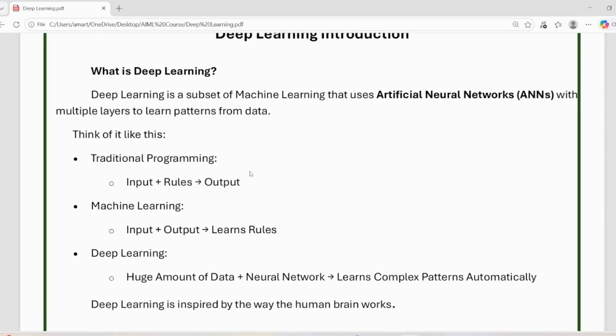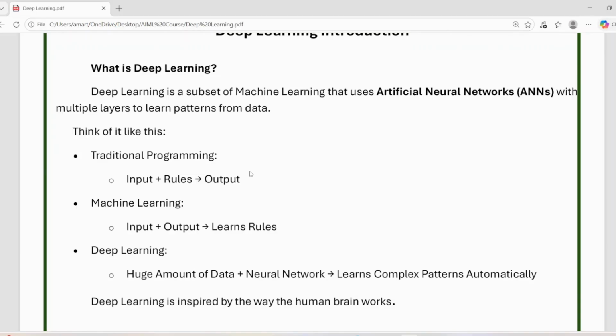Think of it like this. As per traditional programming, you must have inputs, then you set some rules, meaning you coded some rules, and then you got the output. In machine learning, what we saw, we had input and output, we trained the model, it learned the rules and it predicted the value, and we got the output, right?